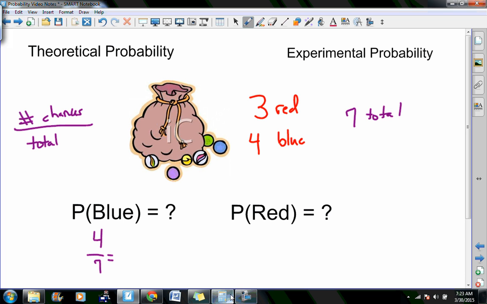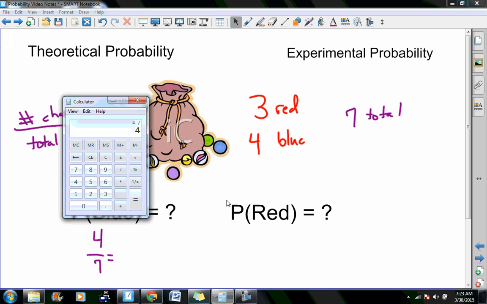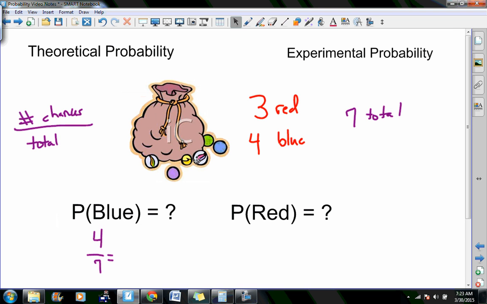And if we wanted to know what that was as a percentage, we would convert it, so that's 57%, because we took this number, multiplied by 100, and we get about 57%. It's very important that you put "about" when working with things that are not exact. About 57%. The probability of red, then, is 3 red out of 7 total. So that is about 43%.